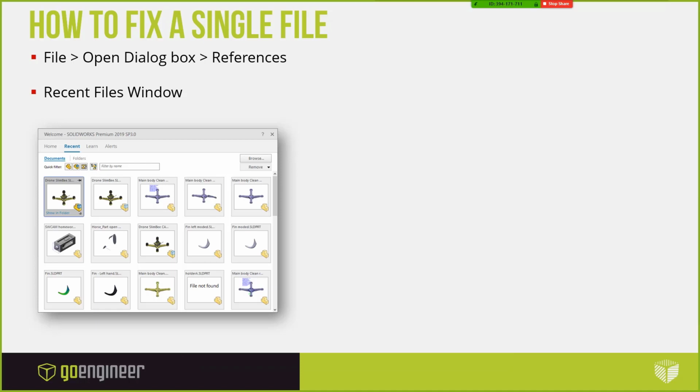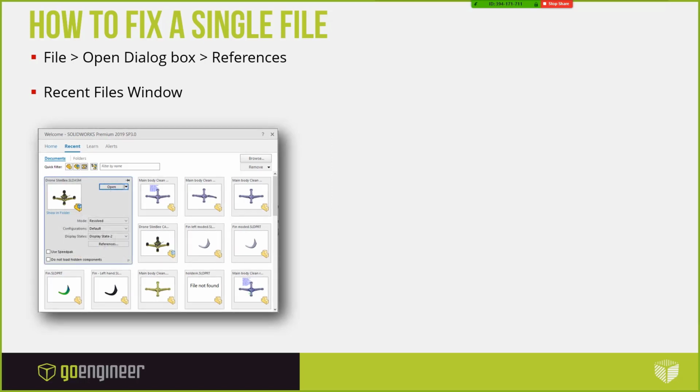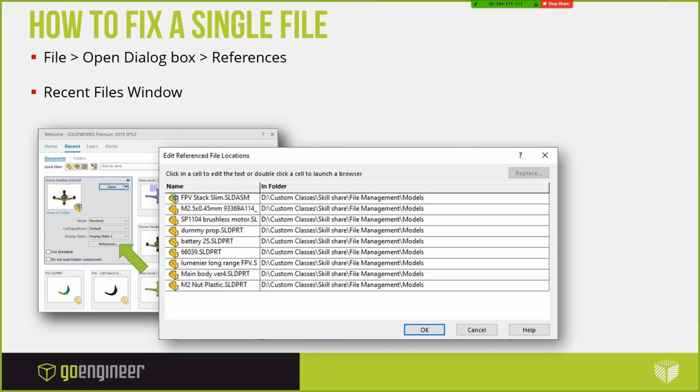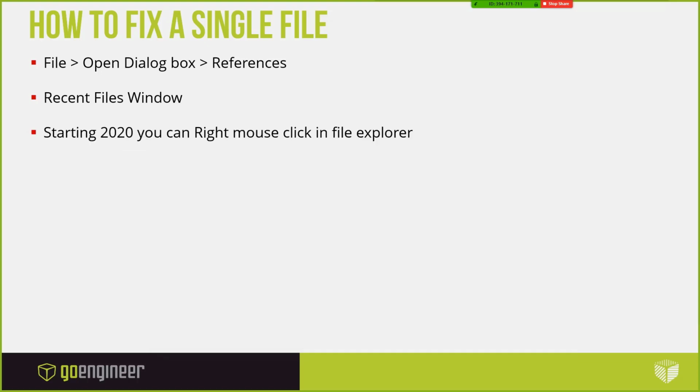So next, starting 2019, we now have the recent files window. Well, actually no, I think 2018. But in 2019, they added this particular little double down arrow right on the lower right corner of each tile. When you click that, you end up having access to the same options you had in the File Open dialog box. So here you also have access to that References button, which will bring you to the same window that you would go to if you went through the File Open documents.